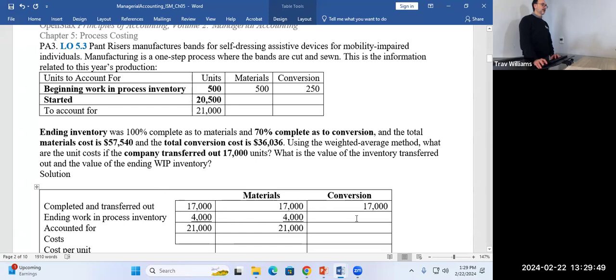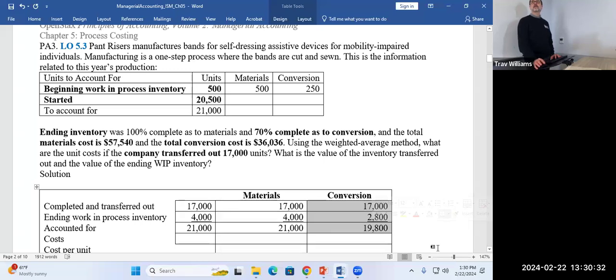Okay. What is our equivalent units for conversion? Okay, that is correct. And how'd you get that, Robert? Okay, we take that 4,000 ending inventory number, multiply it by the 70% converted, and that gives us 2,800 equivalent units for conversion, which is a total of 19,800 equivalent units for conversion.